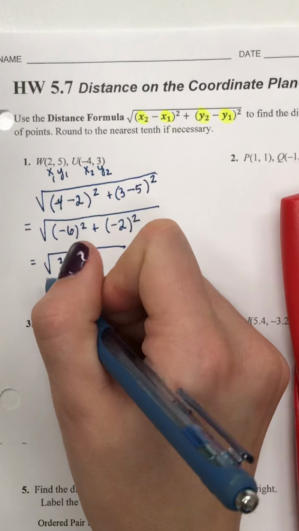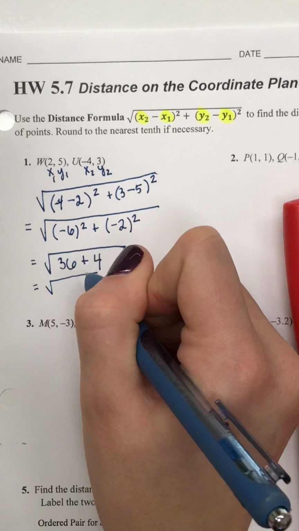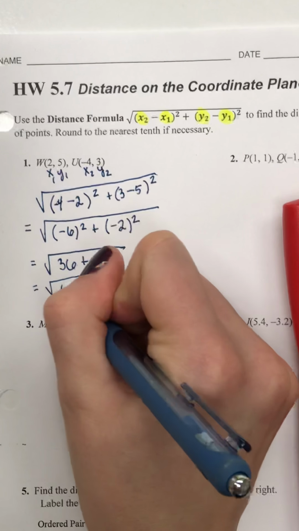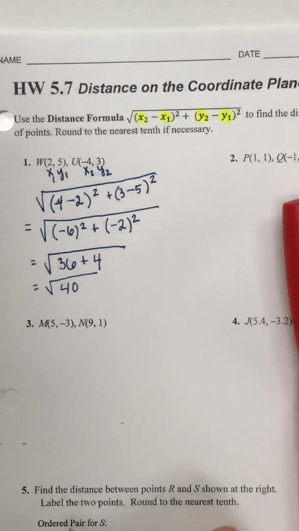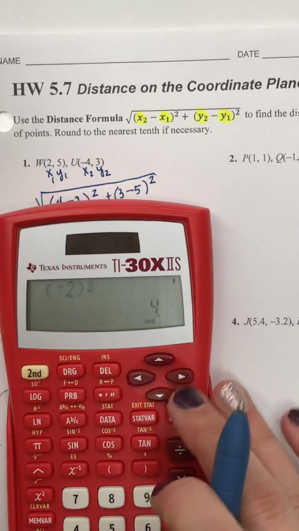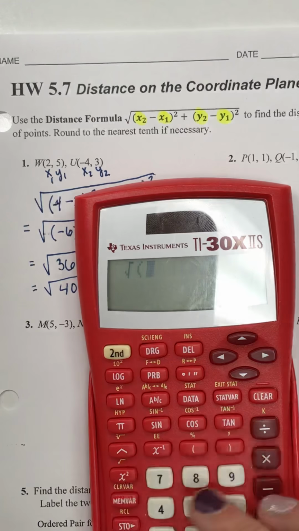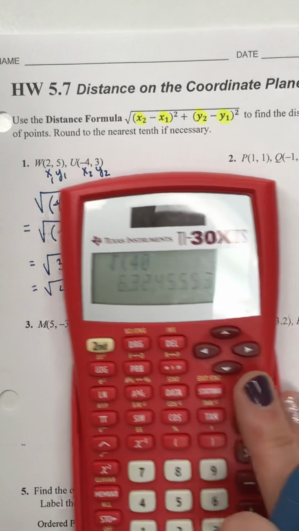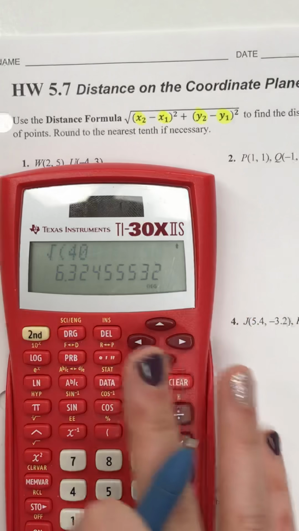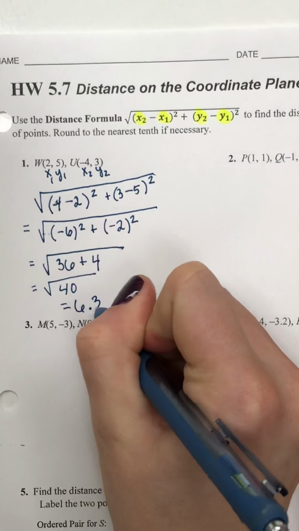Once you have simplified the exponents, you add the two things underneath the square root. So 36 plus 4 is 40. And once you have the final number underneath the square root, you want to square root it. So this is second x squared 40. And that's going to give us 6.3. The directions do say to round to the nearest tenth. So this gives me 6.3.